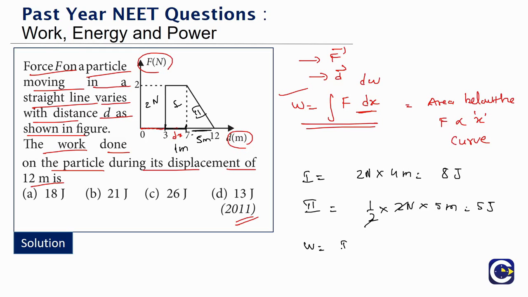Total work done means we have to add up the area 1 and area 2, which will be equal to 8 joules plus 5 joules, that will be 13 joules. That is the total amount of the work done. So in fact we have seen in one of the other videos also a similar question, the measurement of work by using the force and displacement graph.